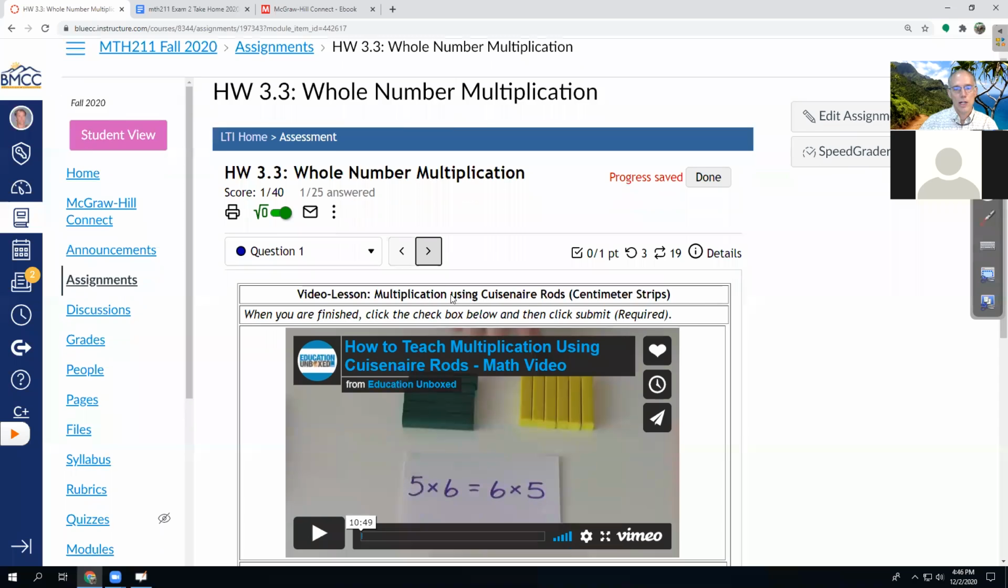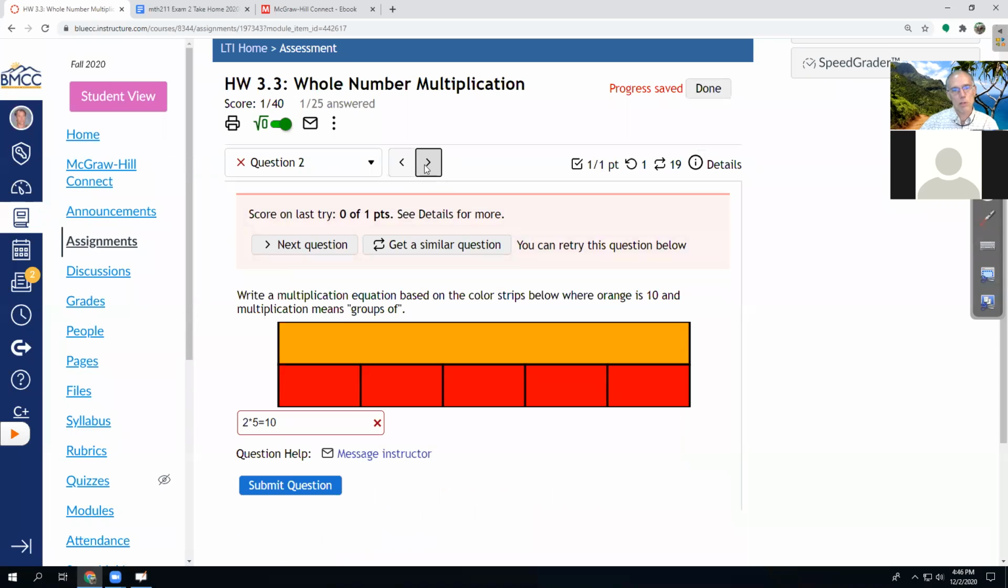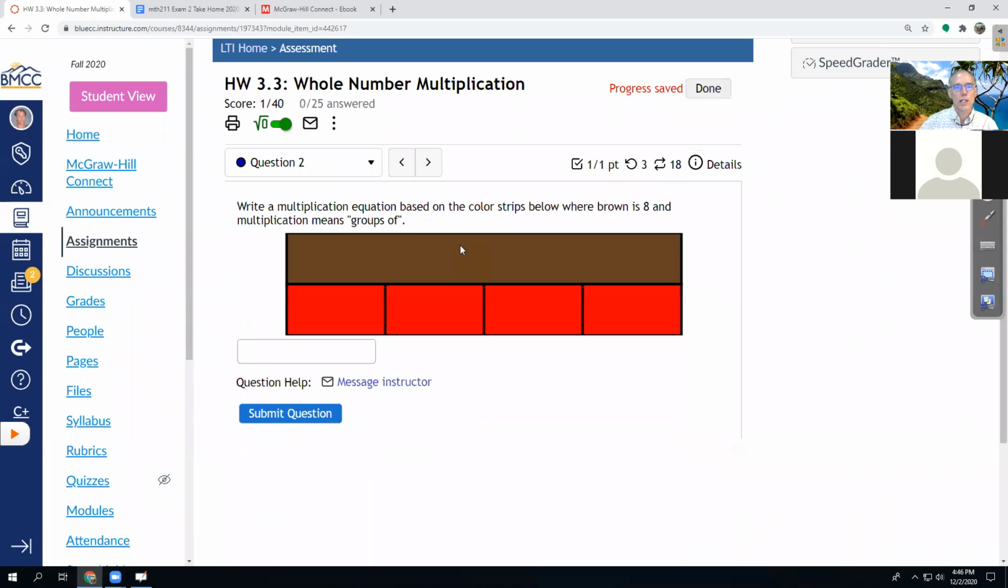Cool. So you had to watch this video about using color rods, which they call Cuisenaire rods. Sometimes they're called color strips. And then later, I've got some problems. So in this one here, let's get a new question.